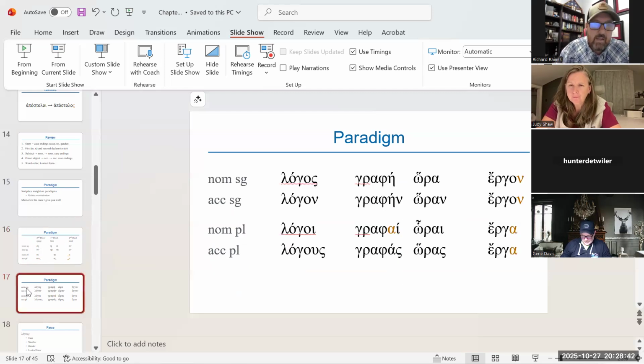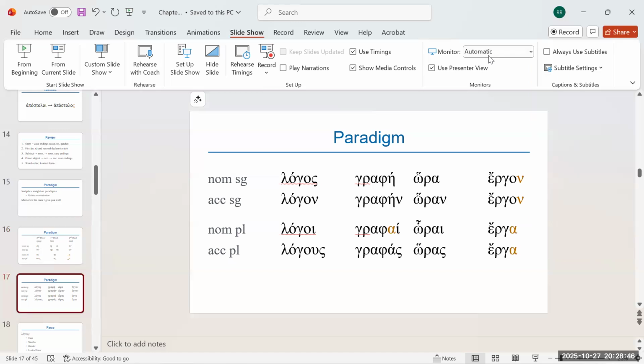So let's play this out with some actual words. So nominative singular, we did this earlier, is logos. That's the subject of the sentence. Logon would be the direct object. Logoi would be words as the subject. And logous would be words as the direct object.